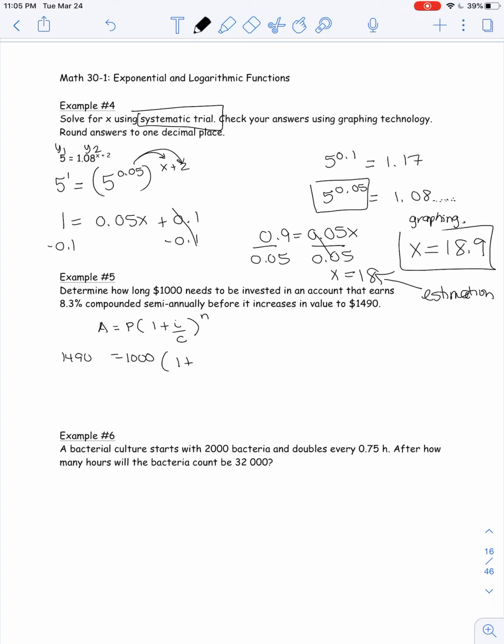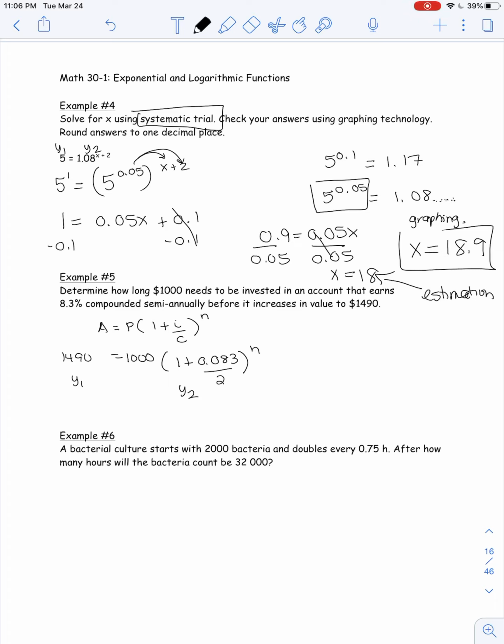And then we're going to go 1 plus our interest. We're going to change it to a decimal by dividing by 100. And then compounding, divide it by the compounding, which is semi-annually, which is 2. We're going to solve for n. So you're going to go y1, y2, put that in your calculator. Let's simplify and see if we can use a common base method for this one, but it would be tricky. So I kind of recommend you do graphical in this case because I have this 1490, so you'd have to do a bunch of trial and error to figure out a base that would work for that.